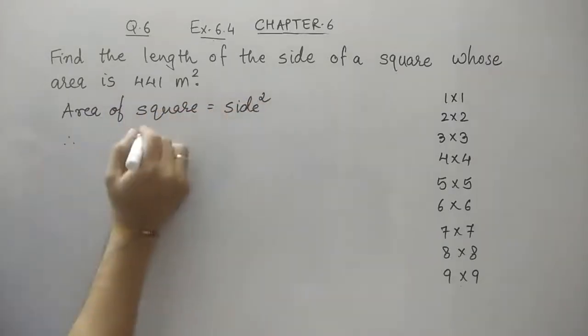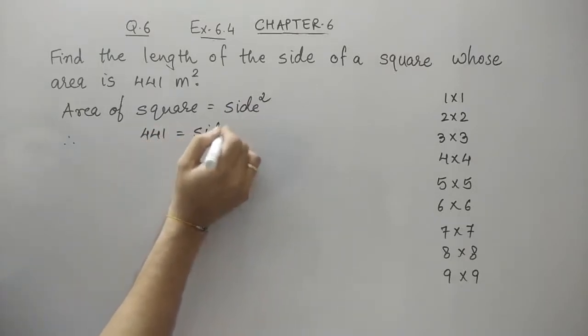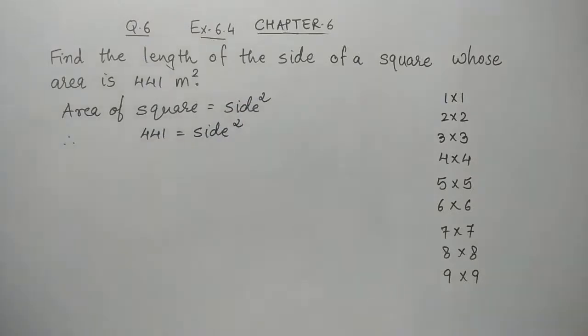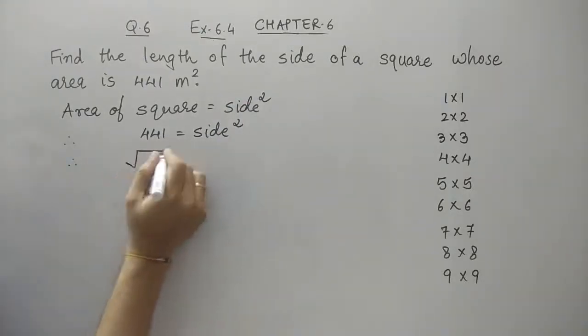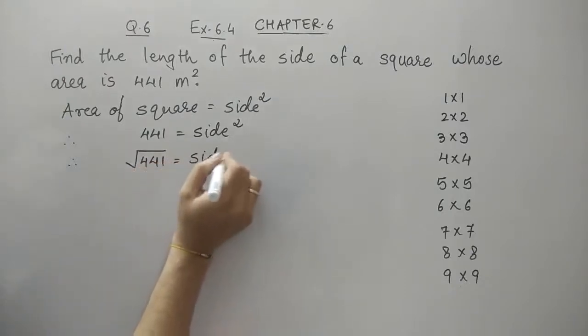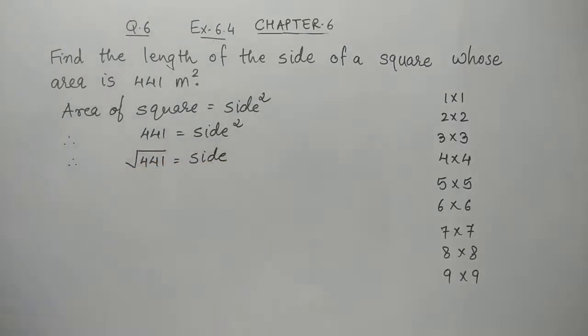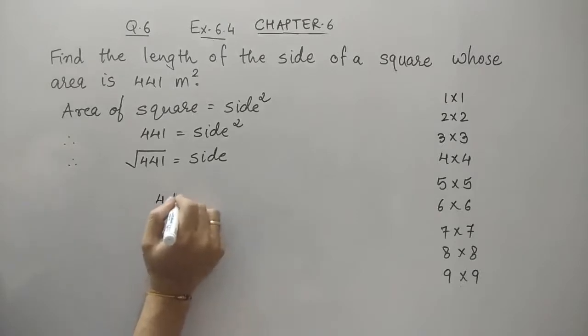So here they have given the area is 441 meter square. It's side square. To find the length of the side, we have to take the square root of 441. So we will obtain the side. Now, you can find the square root by any method. You can go for the prime factorization method, or the division method which we discussed in the previous videos. So let's go for the division method.